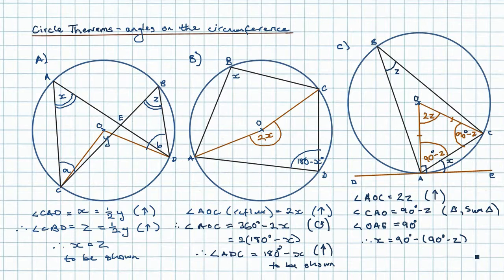Okay, 90 degrees minus 90 degrees minus z. And if you expand the brackets, you'll then get 90 minus 90 plus z, so x equals z, which was to be shown.